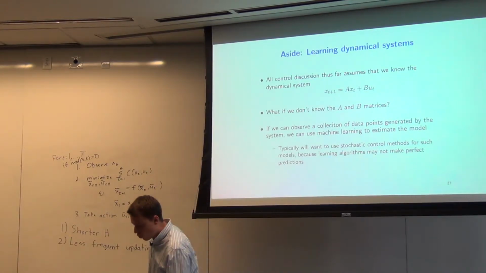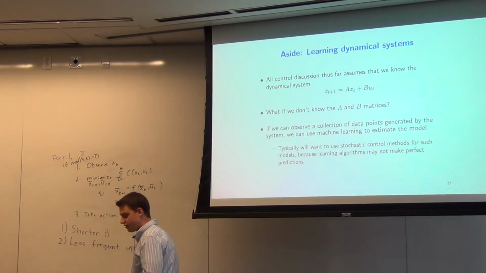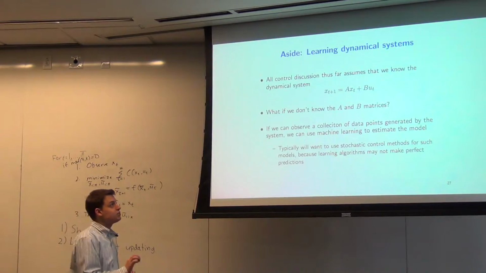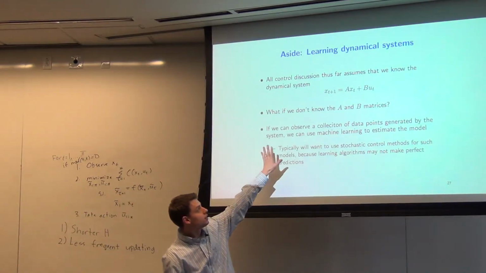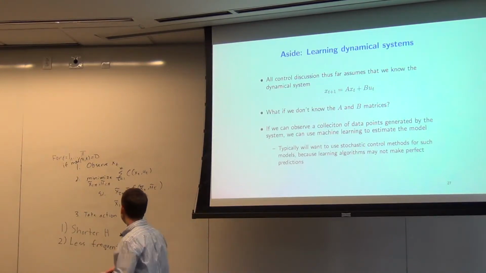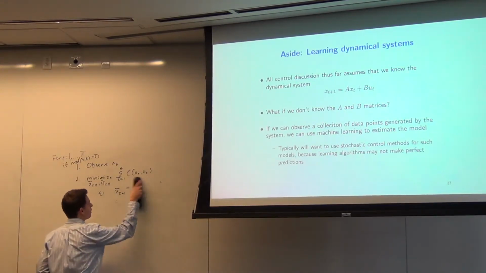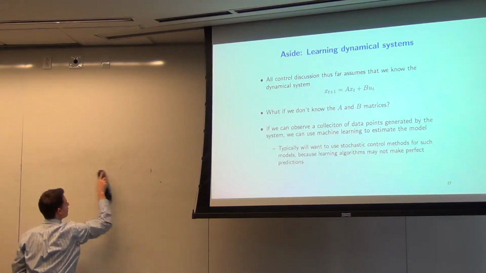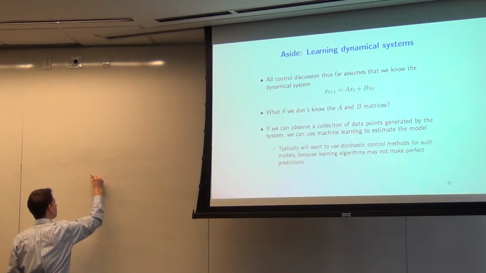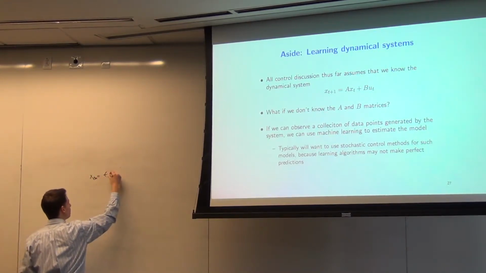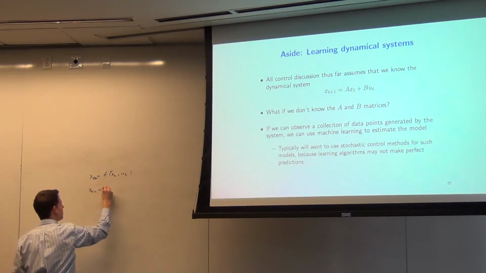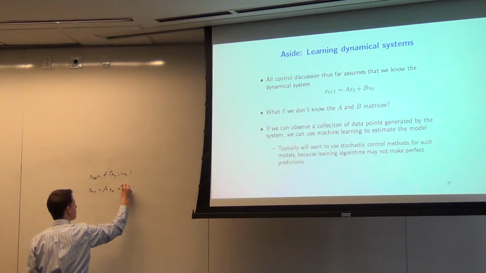But one thing I wanted to mention through all of this is that an overriding assumption in a lot of this unit on control was that we had dynamics of the form x_{t+1} = f(x_t, u_t), or even for a linear case, x_{t+1} = A x_t + B u_t.